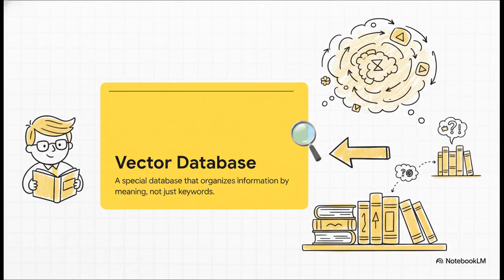Well, that's where a special kind of database comes in, called a vector database. It's like having a hyper-intelligent librarian. You don't have to give this librarian the exact title of the book you're looking for. You can just describe the idea of what you need, and the librarian instantly understands and pulls the most relevant books off the shelf. That's exactly what a vector database does for your data.